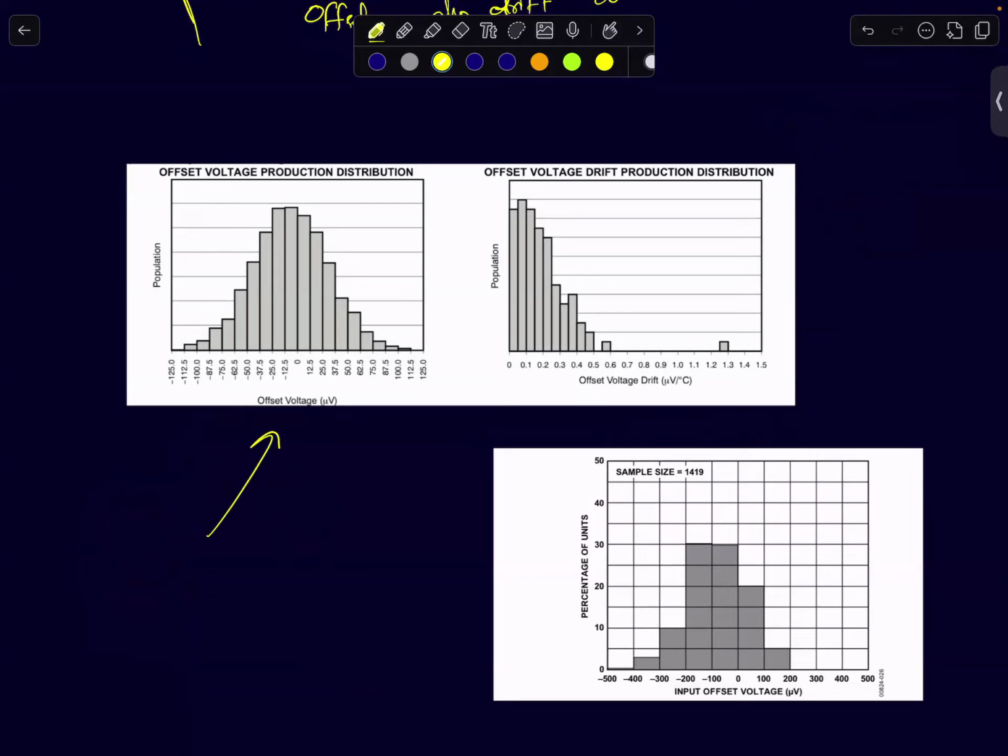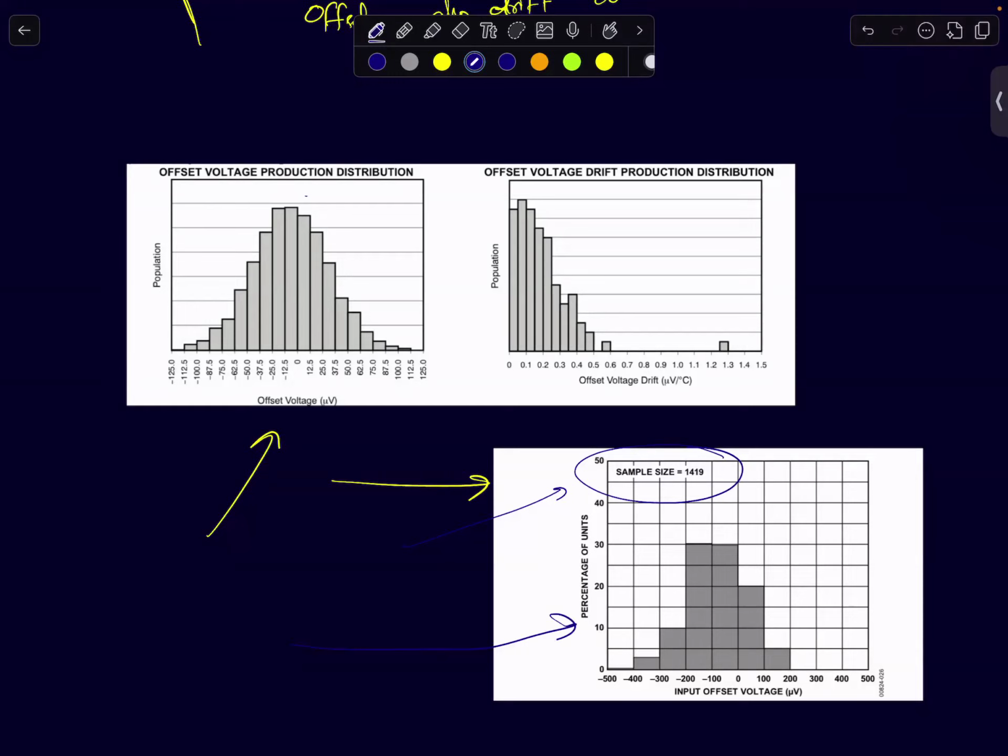So what they'll normally do is they'll take a sample. Here in this example, they have written a sample size. They have taken 1,400 op-amp chip samples. And then for each op-amp, they will measure this offset voltage, and then they'll plot this. You will have the number of units versus the input offset voltage in a histogram plot.